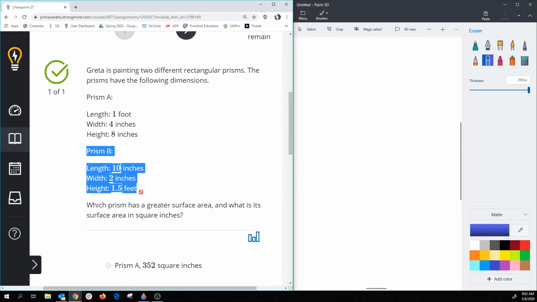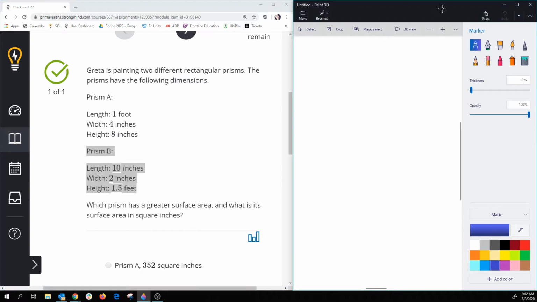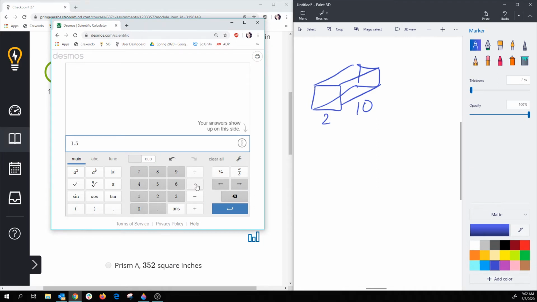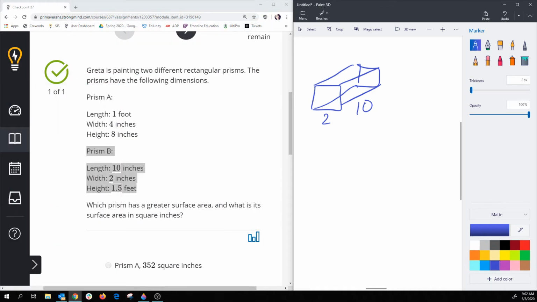All I need to do now is figure out, well, what is the surface area? So with prism B, we have a 3D box like this, and my lengths are 10, 2, and then 1.5. If we take 1.5 and multiply it by 12 to turn it into inches, I will get 18, which means that this side over here is 18. So when we're finding surface area, we need to find the area of each surface. If I look at this front panel here, there is another panel on the very back that is the same exact area.